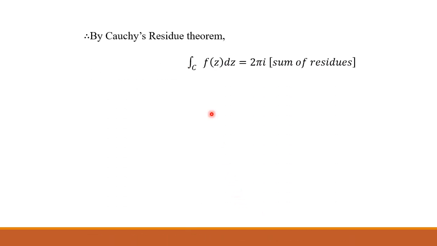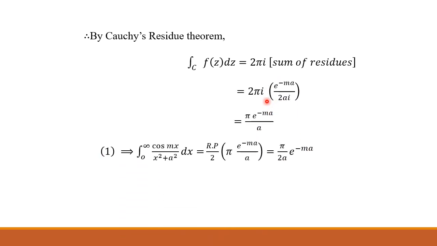Now by Cauchy residue theorem, the value of integral over C f(z) dz equals 2πi into the sum of residues. Here we got only one residue, so we substitute the value of the residue here. So we get 2πi into e^(-ma)/(2ai). Then 2i cancels, we get π/a into e^(-ma).